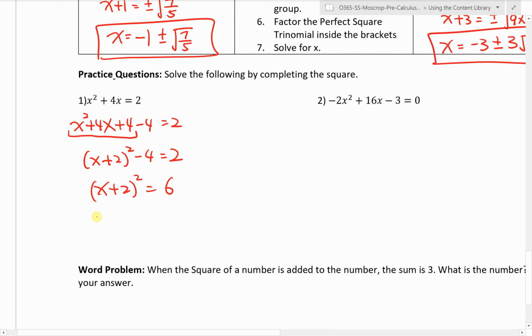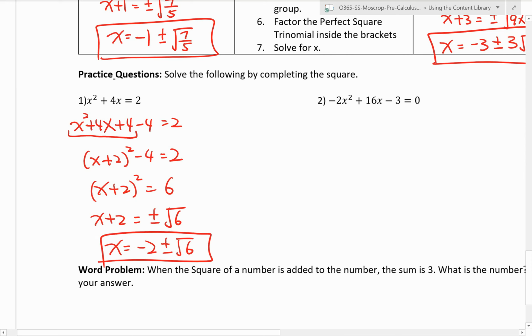Now I can square root both sides. I get plus minus root 6. Finally, move the 2 to the right, you get negative 2 plus minus root 6. Okay, that's the answer for part A, or for the first practice question. Hopefully you got that right.